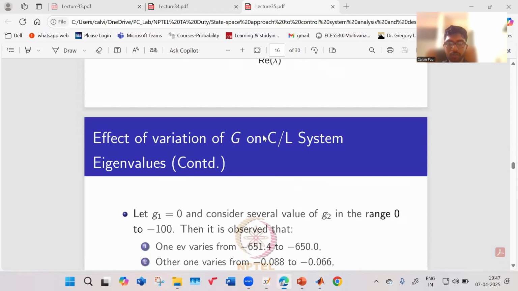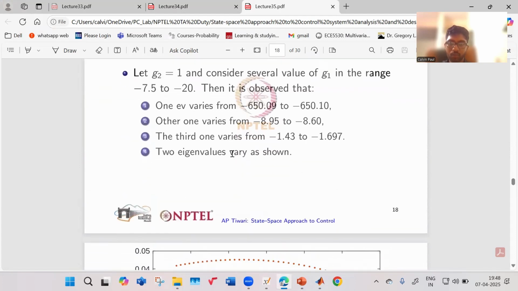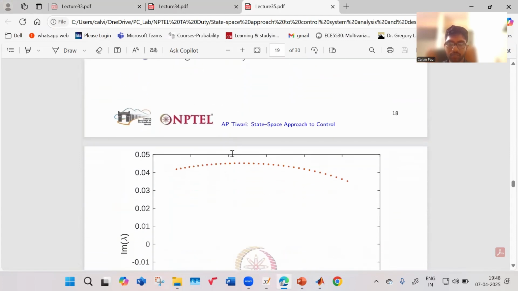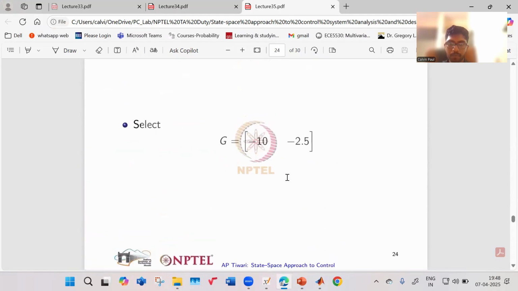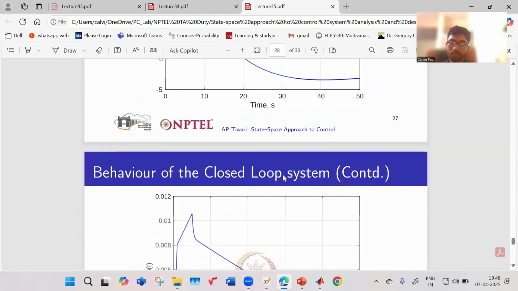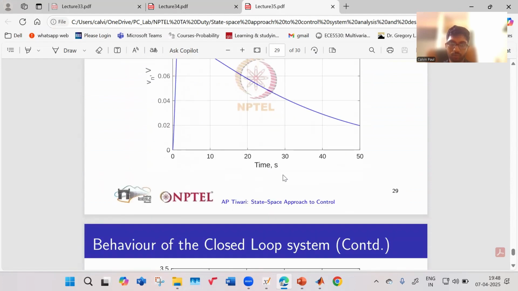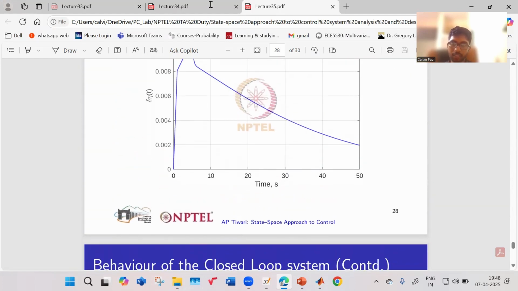Okay, so this was also taught: how when we vary G, the pole locations also change. That also has been shown. And so let's consider gains -10 and -2.5. And the response of the closed loop behavior also has been shown. And this is also quite good. The response also has been quite good.